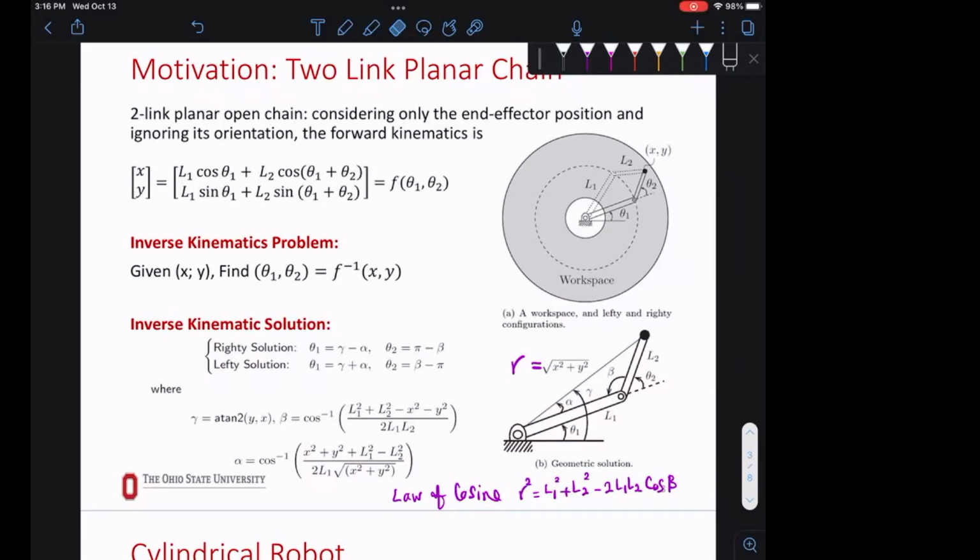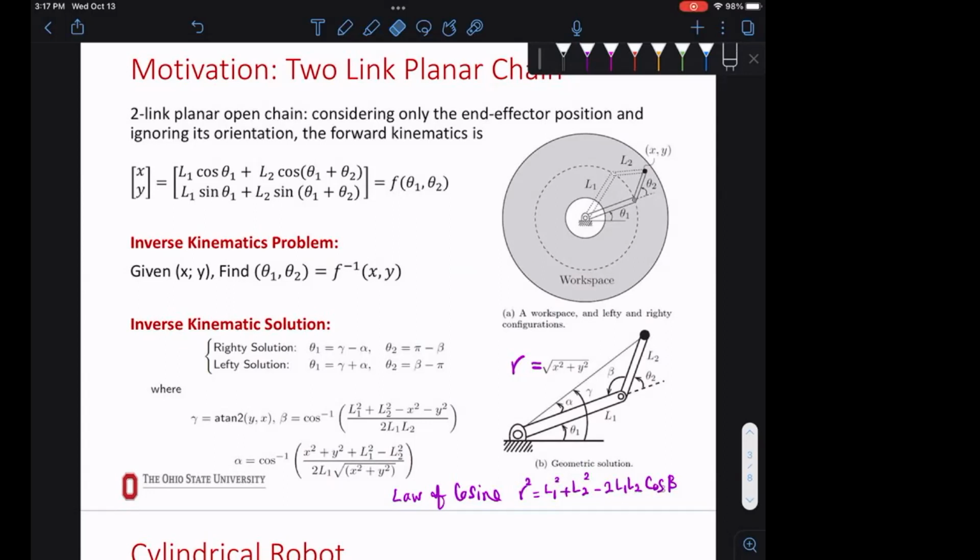Make sense? Where do I get X and Y from? It's given, right? X and Y is the position of your end effector that I gave you. Where do I find L1 and L2? It's the structure of the robot, right? L1 and L2 are the lengths of the links. So you have all of these values. Now you can find these relationships. Then θ1 and θ2 are based on these relationships.